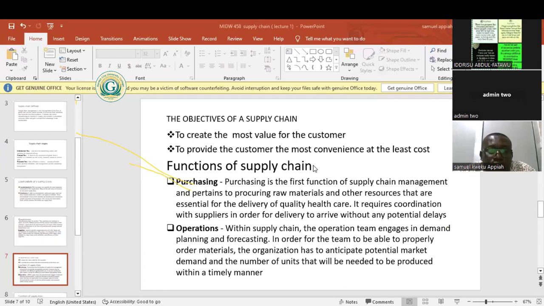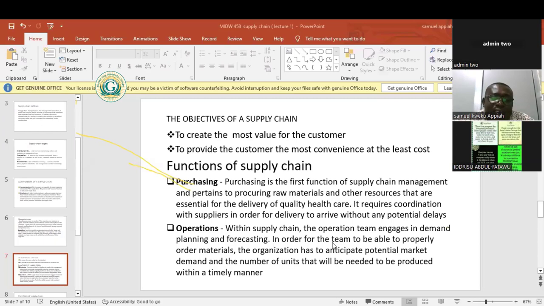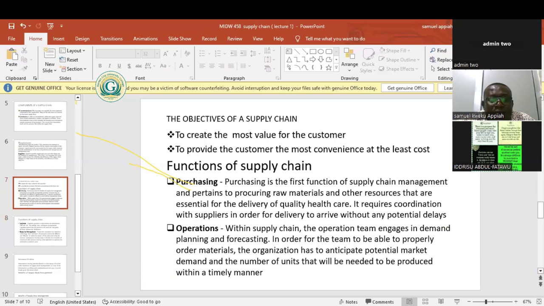So let us look at the functions of supply chain. Functions of supply chain, what supply chain does. Okay, so within the health system, when you talk of supply chain, what role do they play? What is the function of supply chain within the health sector? First function is purchasing. So purchasing is the first function of supply chain management.